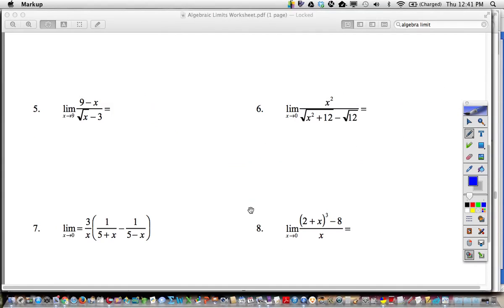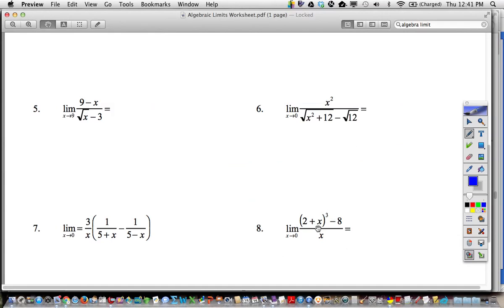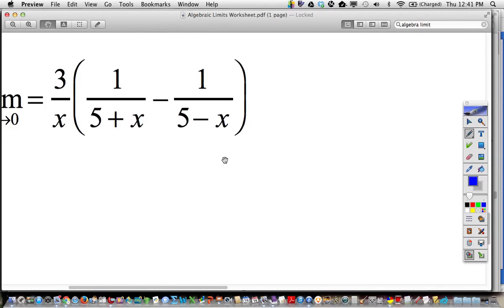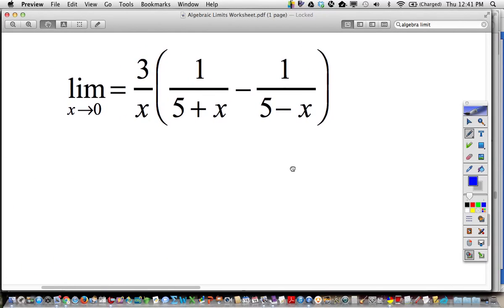Number 8 down here, this is just like ones we did the long way back in section 2.1. You're just going to have to FOIL this all the way out, and the 8s will zero out. Then you can factor out an x to get the x's to cancel. That's just like making the h's cancel. It's the same thing. And what was the answer on 8? 12.